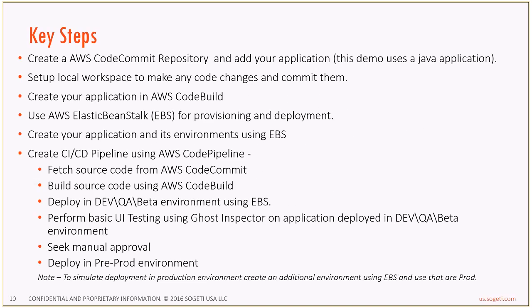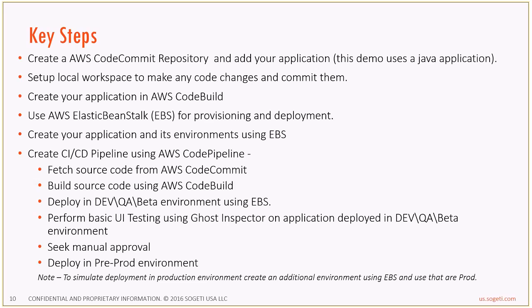Before we go to the AWS console, I have created this slide to review the key steps of this AWS native DevOps pipeline implementation. As you see, the first step is to create an AWS CodeCommit repository and add your application to this repository.